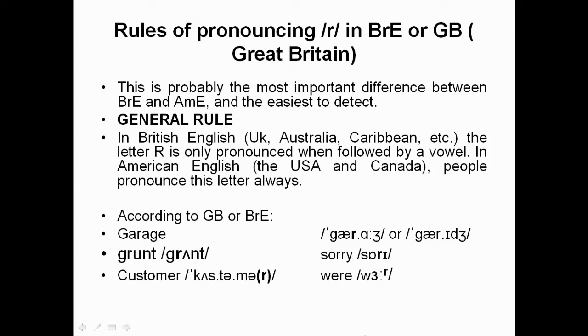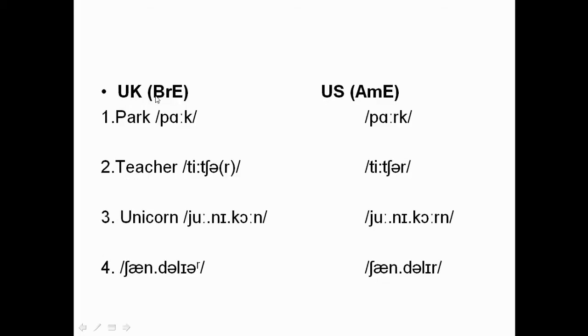So these are two different ways of writing R in the final position. We can put it in a bracket. The bracket shows that this utterance of R is dependent on the next sound. Again, if the next sound is a vowel, then it will be pronounced. I hope this point is clear. A little tricky, not that tricky, but you need to practice it a lot. Okay, so let's see some differences between British English and American English.